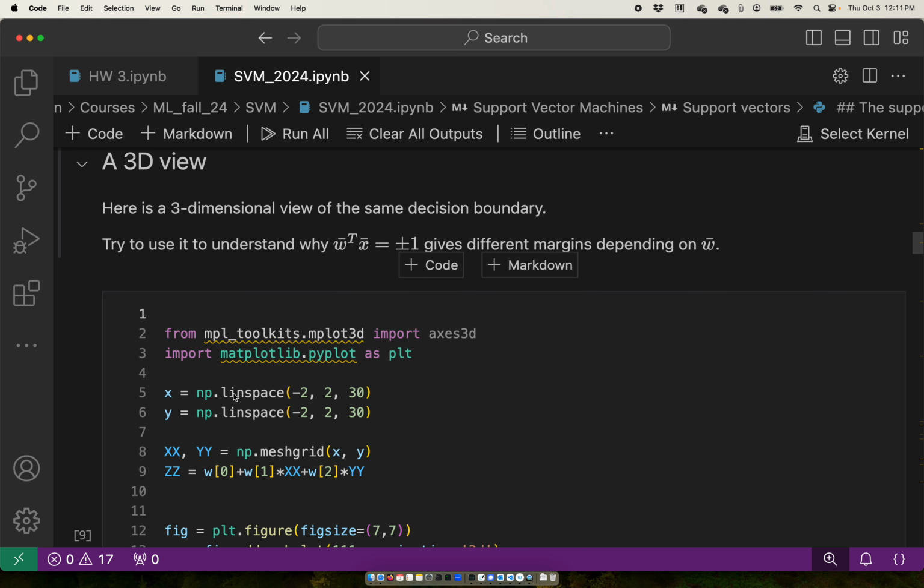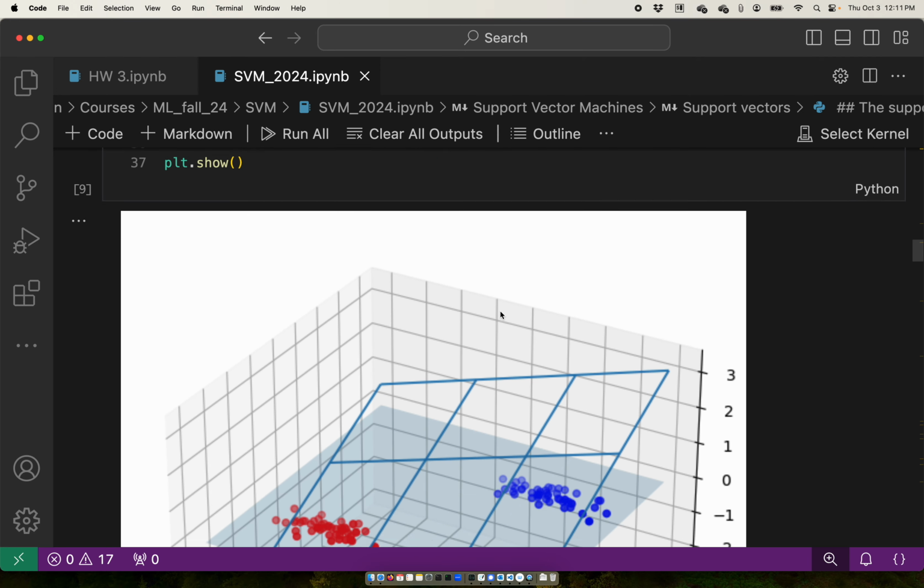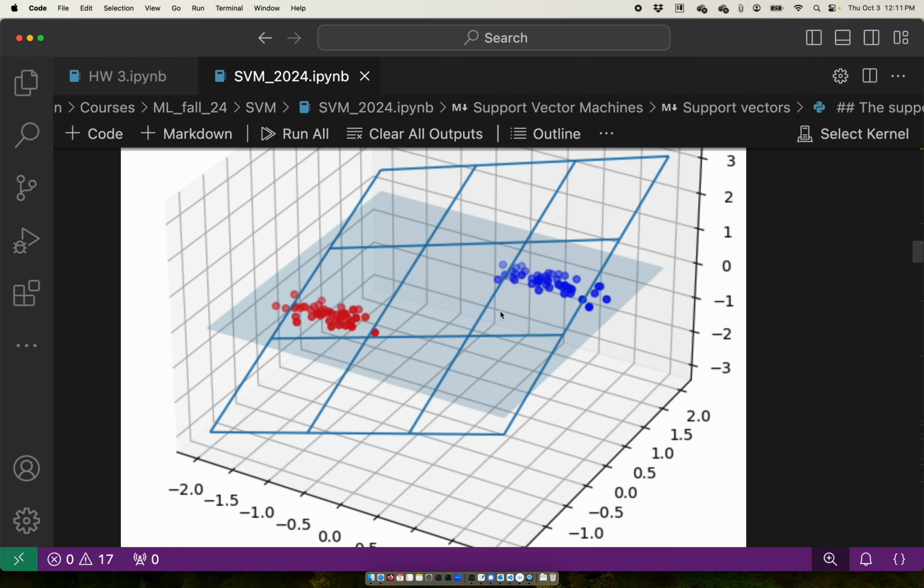All right, and so I've not prepared my remarks very much after this point, but let's just keep going through here. Here's a 3-dimensional view of the same decision boundary. Try to use it to understand why W transpose X equals plus or minus 1, this is with the bias built in, gives different margins depending on W. There it is. We've already seen this picture before. You have to understand how this picture relates to the margins, or you're never really going to understand what's happening.